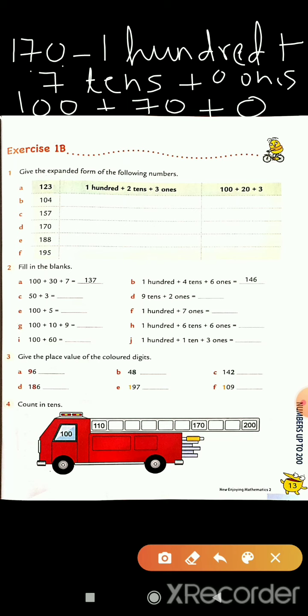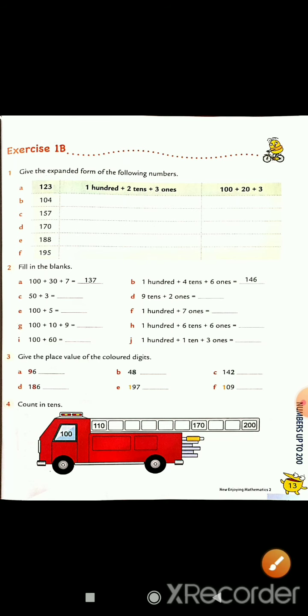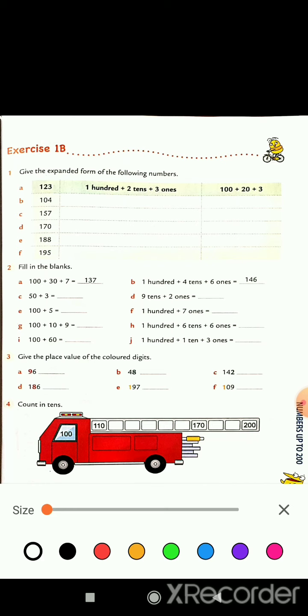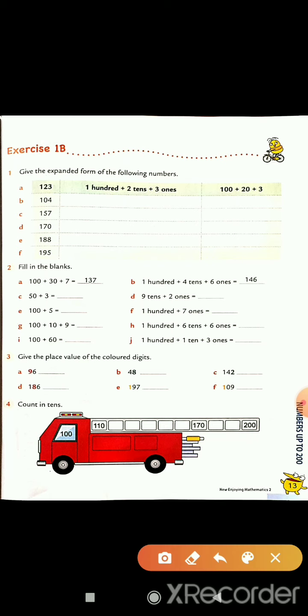Next, question number 2, fill in the blanks. First one, A. 100 plus 30 plus 7. 137. How did it come? Because it is written in the expanded form and you have to write the number. So 100 means at the place of hundreds we have to write 1. 30 means at the place of tens we have to write 3. And 7 means at the place of ones we have to write 7.